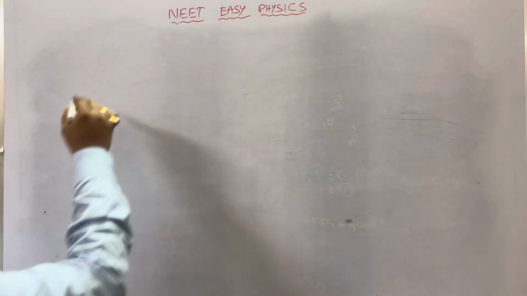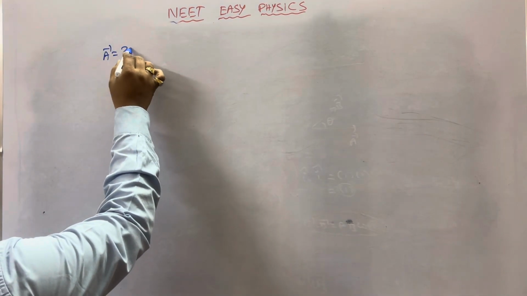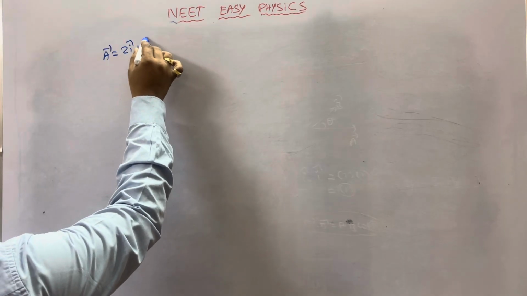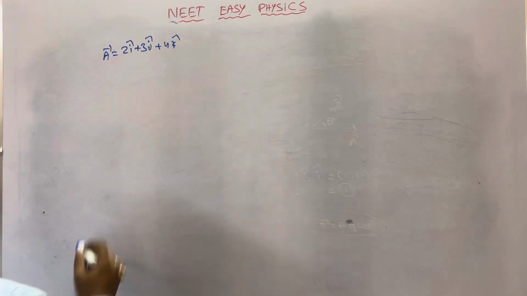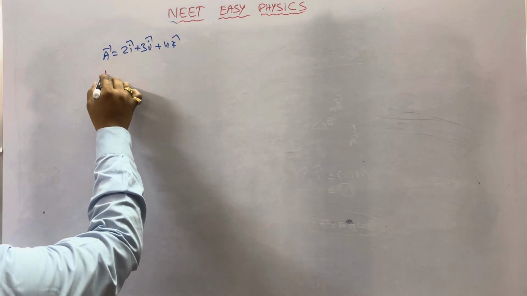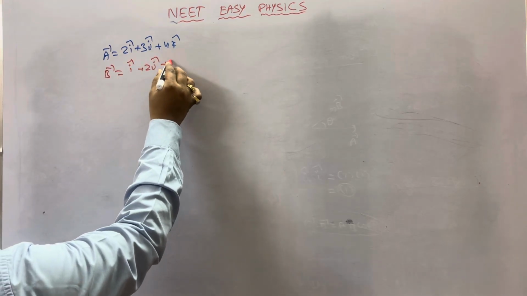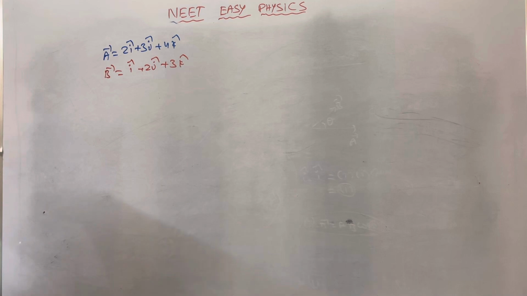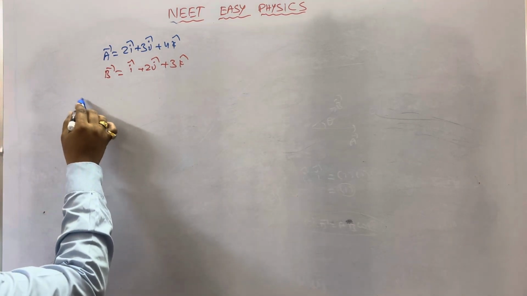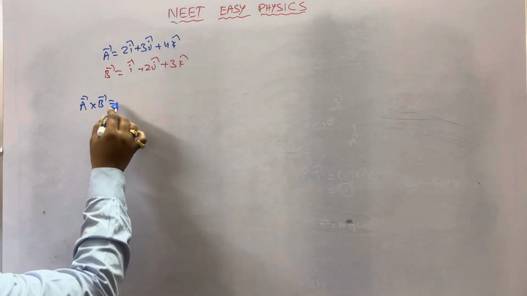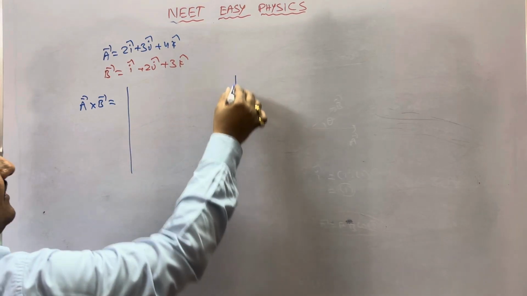Just you can take two examples. A bar is equal to 2i cap plus 3j cap plus 4k cap. B bar is going to be i cap plus 2j cap plus 3k cap. So find A bar cross B bar. How will you find it? Like this.